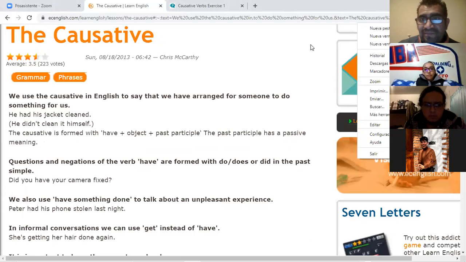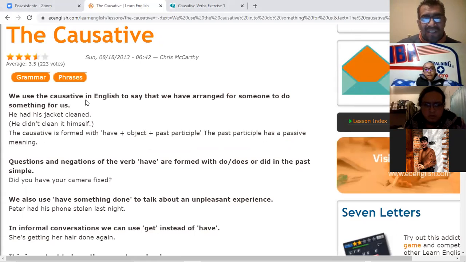Okay, there you go. It says, we use the causative in English to say that we have arranged for someone to do something for us. For example, he had his jacket cleaned. He didn't clean it himself. That means that somebody else did it for him.